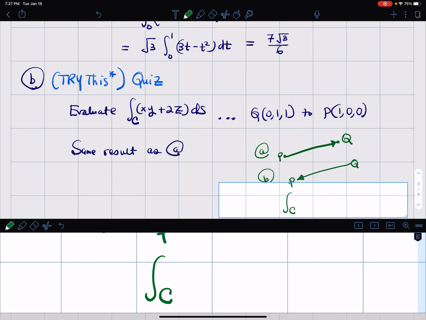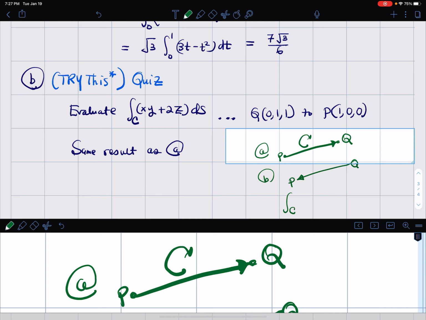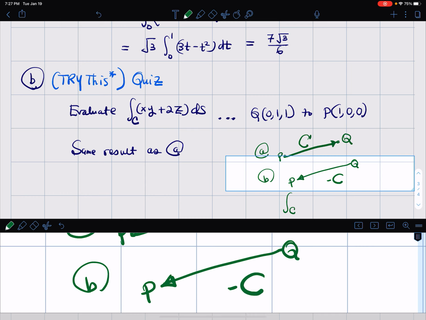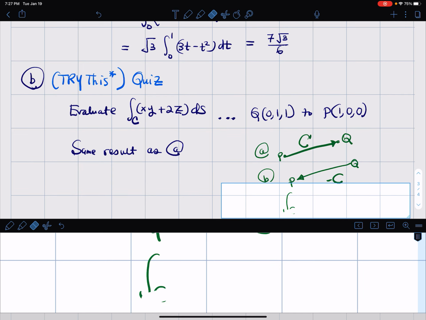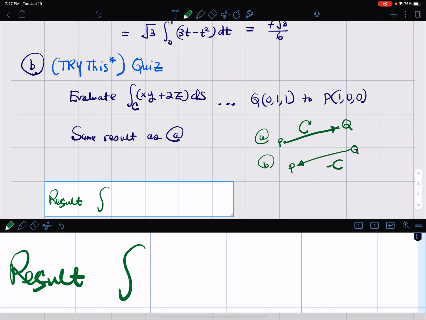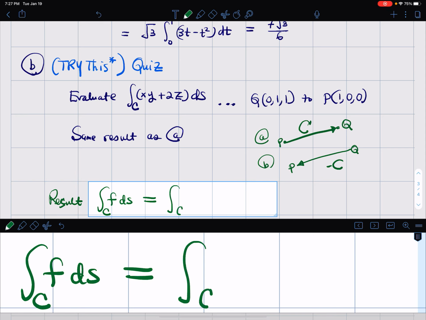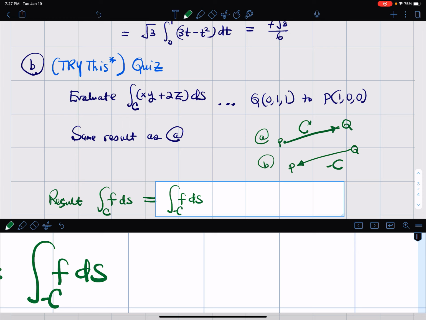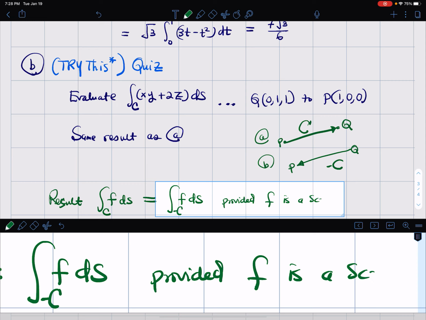This line integral is C, and this, let's call this negative C. This is just a notation because we're going backwards. We're going to call it negative C. So this is a big result. Right? The line integral over C of f ds is equal to the line integral over negative C of f ds, right? Provided f is a scalar function.